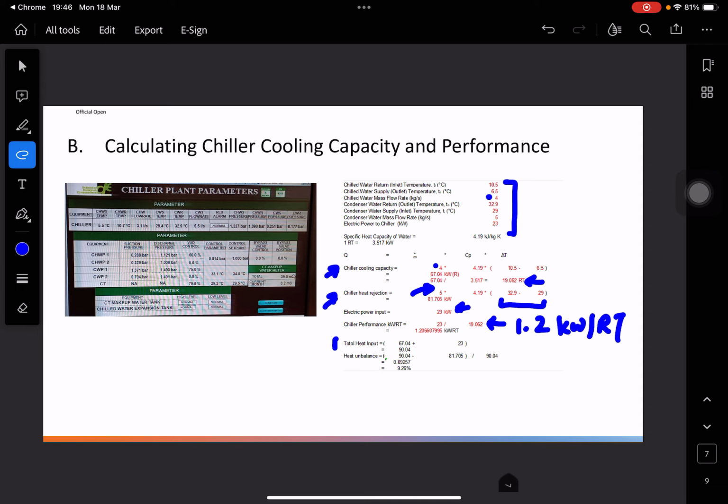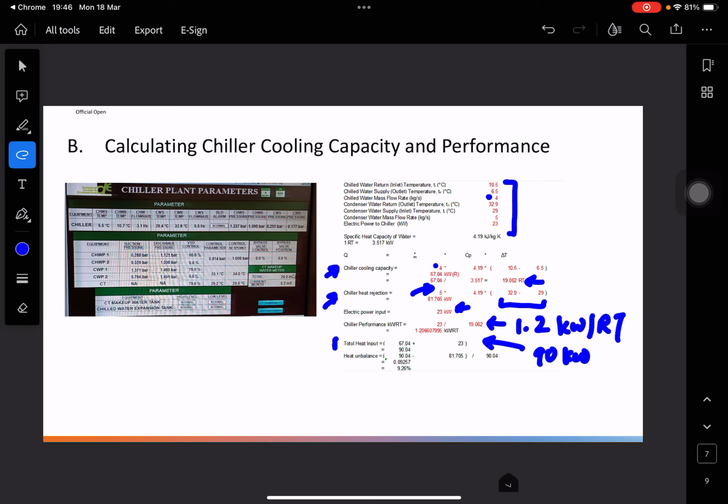Okay, so with that, something we shared just now, right, total heat is basically your chiller cooling capacity plus your electrical power input. So in this case, it's about 67.04 plus 23, right? Then it gives you about 90. So your total heat is approximately about 90 kilowatt, right?